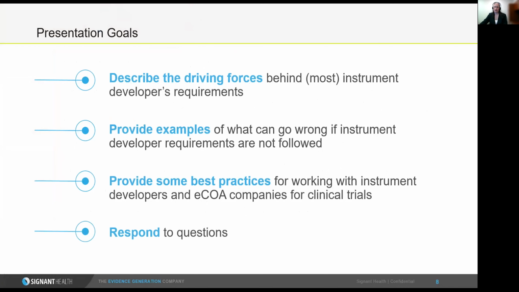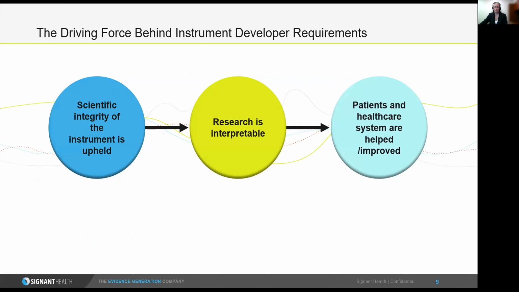My goals are to talk about the driving forces behind most instrument developer requirements, providing some examples of what can go wrong if those are not followed, and providing some best practices for working with instrument developers and ECOA companies from my experience, and to answer some questions.